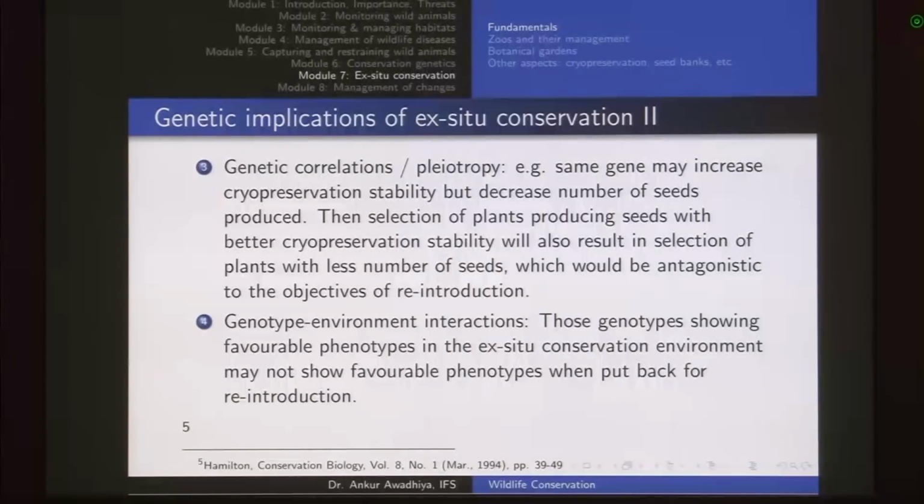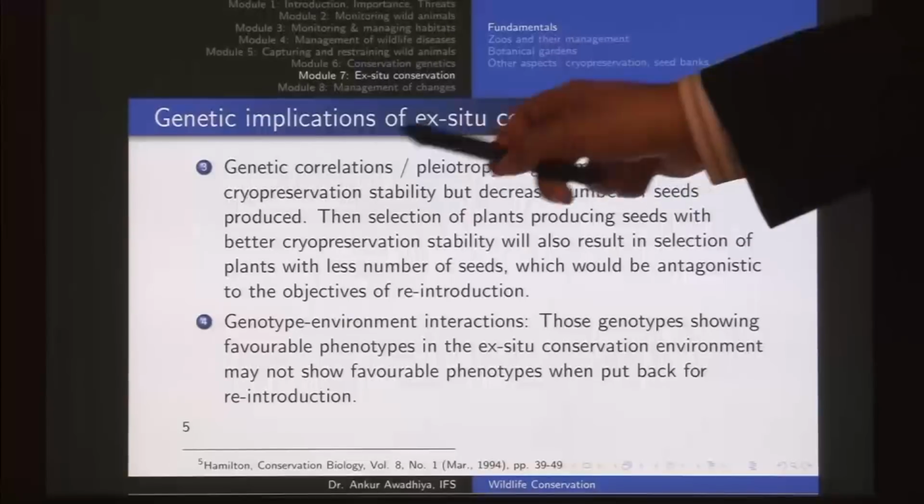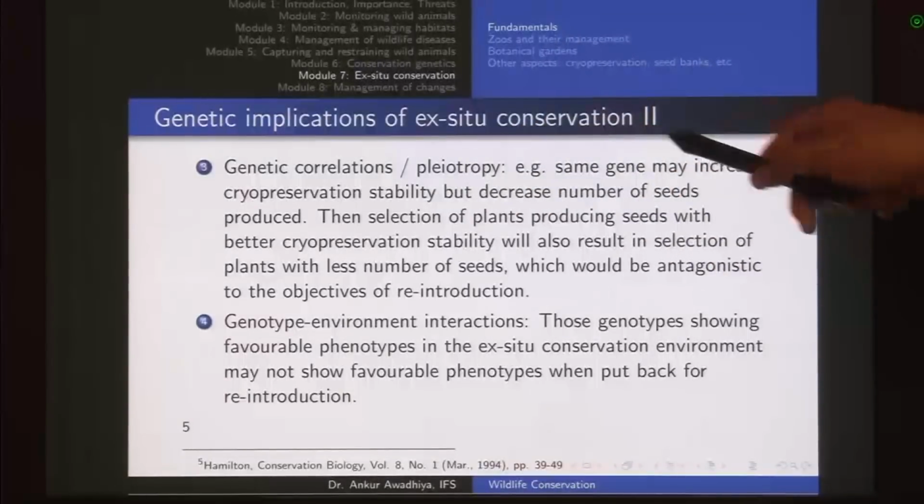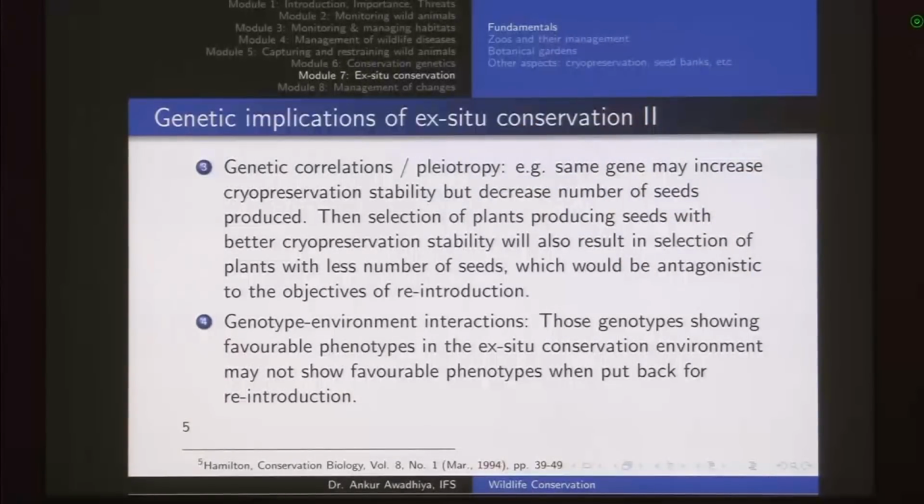But then what happens is that when you are selecting for cryopreservation stability, you are also selecting at the same time for a decreased number of seeds. So all the plants that are surviving in your facility would be producing a smaller number of seeds. Now if there are fewer seeds, then later on when you try to repopulate an area, your repopulation will become very difficult, because all the individuals that you are putting out in nature would be giving out very few seeds.